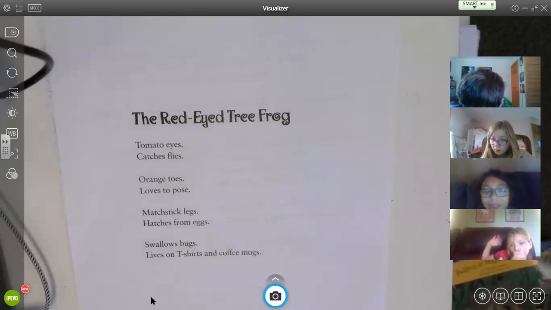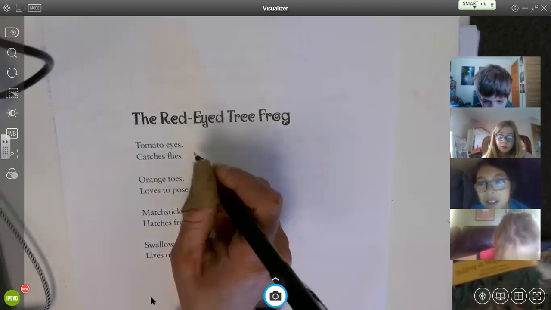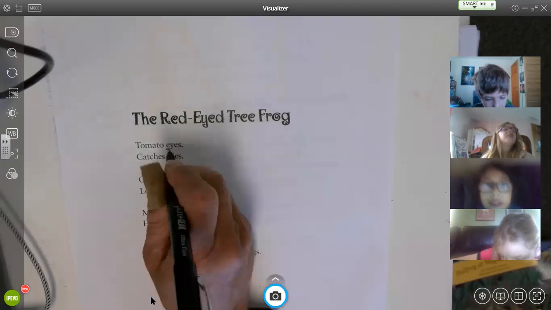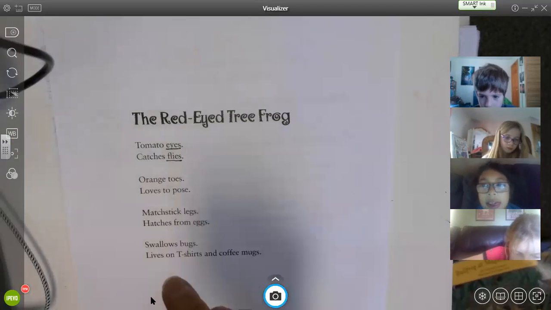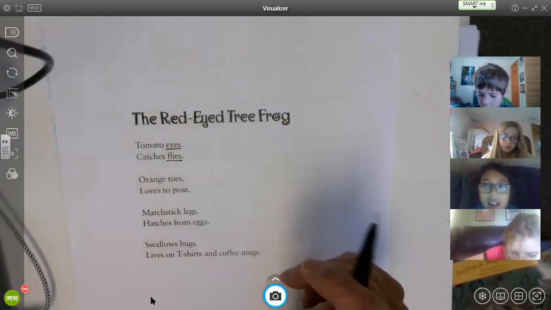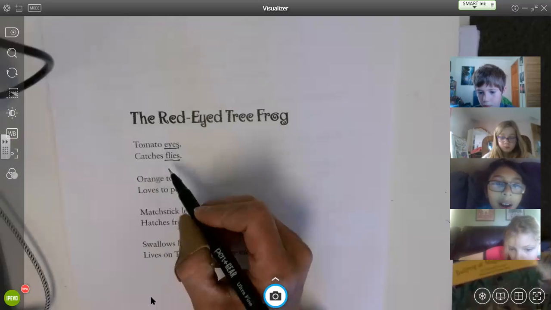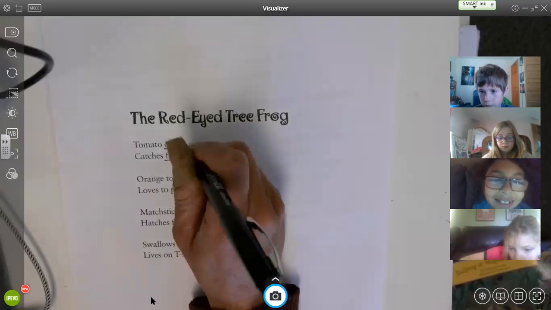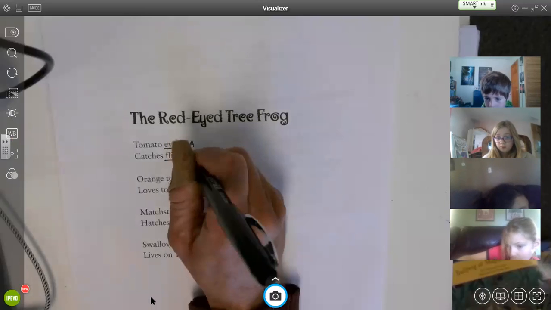The first one, tomato eyes catches flies. The two last words both have an S. So we know rhyming words have the same sound at the end of the word. So here we hear eyes, flies. You hear that? Eyes and eyes, right? So eyes and flies rhyme. I'm going to make that an A pattern. Those two rhyme. What about in the second stanza?